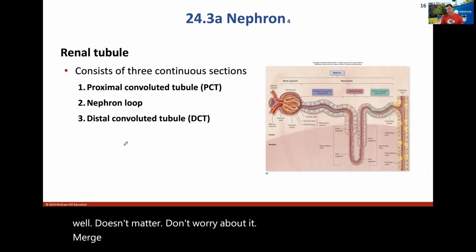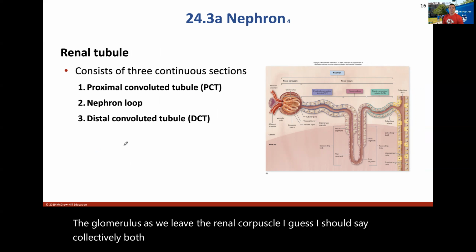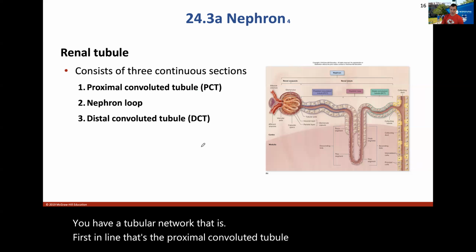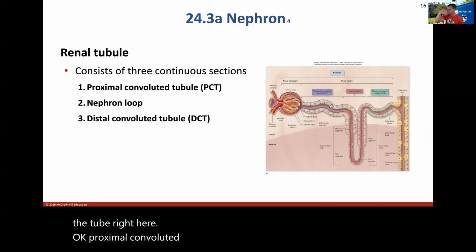As we leave the glomerulus, as we leave the renal corpuscle, I guess I should say, collectively, both structures, we enter into a tubular network. You have a tubular network that is first in line. That's the proximal convoluted tubule. It's the first region of the tube right here. Okay. Proximal convoluted tubule, it has some wiggle to it.